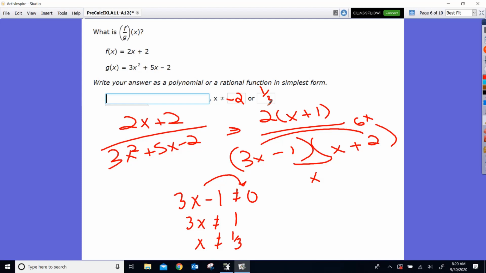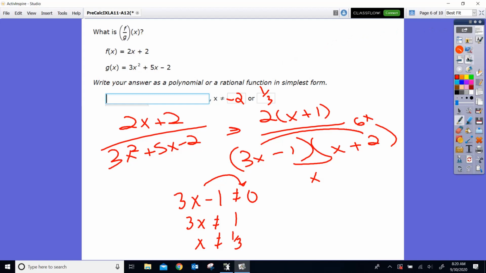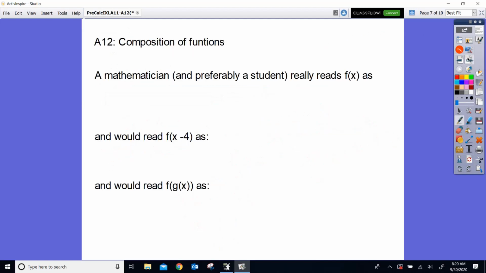Most of y'all are going to stop at 90. Handful of y'all keep going. Yeah, sorry, 95. And the last thing is composition of functions. And IXL really makes these easy.